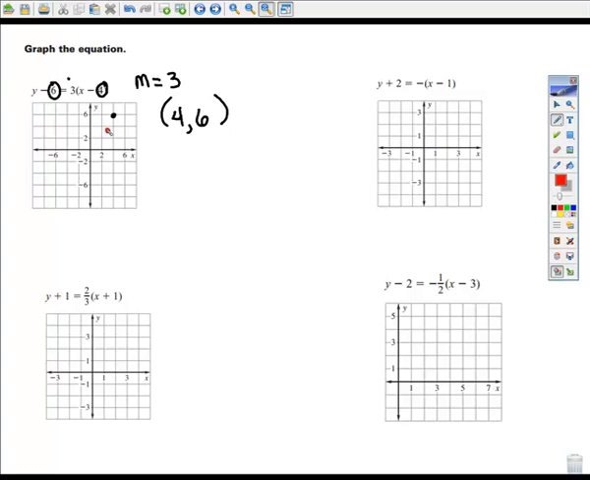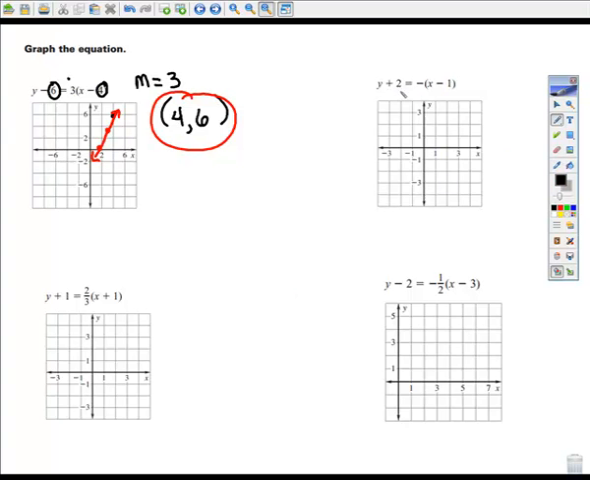So there's down 3 and over 1, and then down 3 and over 1 again. And there's my graph. So I'm starting at the point and then I'm using my slope.